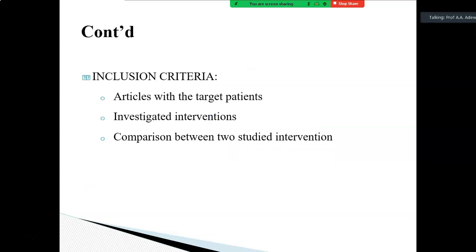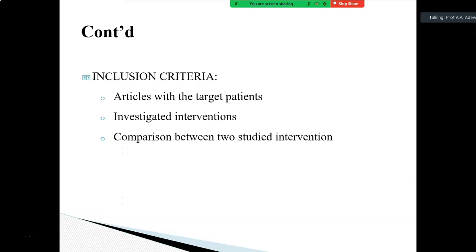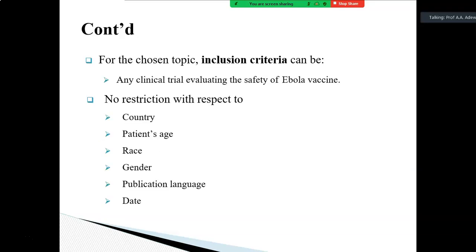Then inclusion criteria are articles with the target patients. In this case, we are talking of Ebola virus. We are talking of vaccine used in Ebola virus. Then investigated interventions and comparison between two studied interventions.